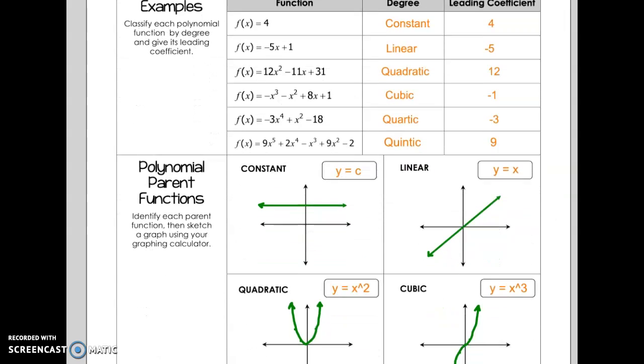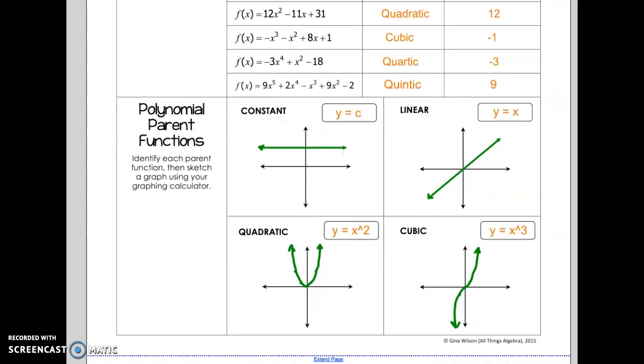Okay, polynomial parent functions. We actually took notes on these. It's a light pink sheet, so you should have some of these down on that paper if you have it with you. But parent function of a constant is y equals c. I just called it c because it could be any number. So for example, y equals 2.